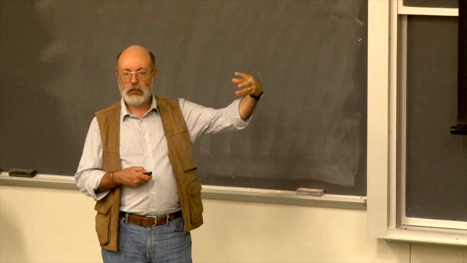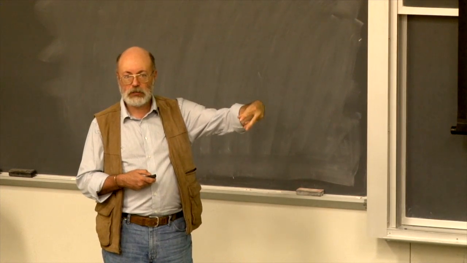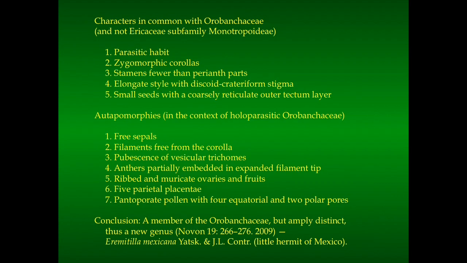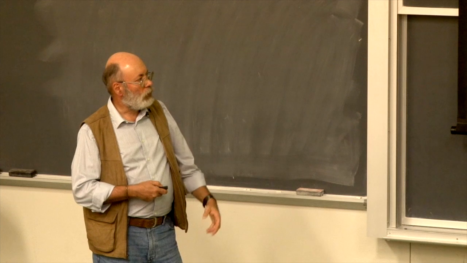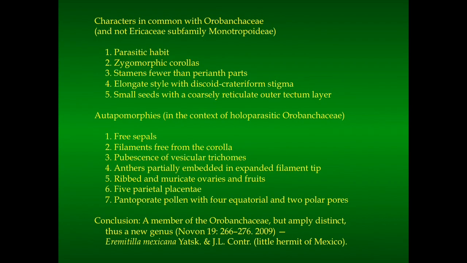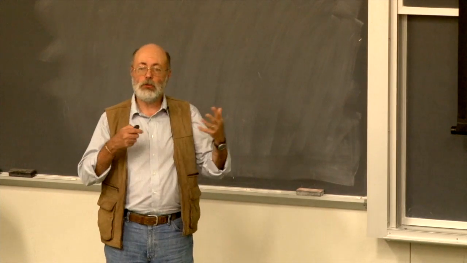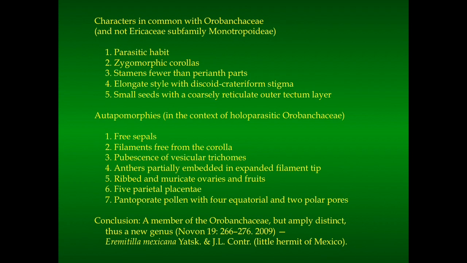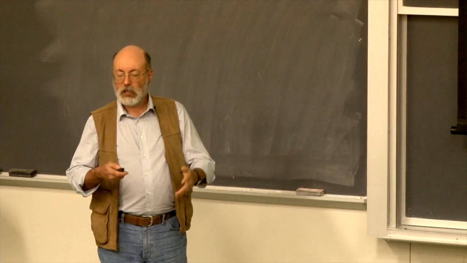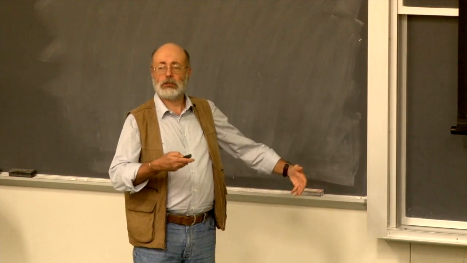5 placentae, placentae being the places where the seeds are attached to the inside of the fruit, or the ovules inside the ovary, as opposed to 2 or 3 elsewhere in the family. And this weird pollen type that I talked about with the pores at top and bottom and 4 around. So our conclusion based just on the morphology was that, yes, this probably was a member of the Orobanchaceae, this particular plant family, but it was so distinct from any of the other members in that family that we had to call it a new genus, not just a new species, but a new genus. And several years ago, we published this in the journal Novon, and we called it Erematilla mexicana, which is Latin for the little hermit of Mexico, because we're poets at heart.